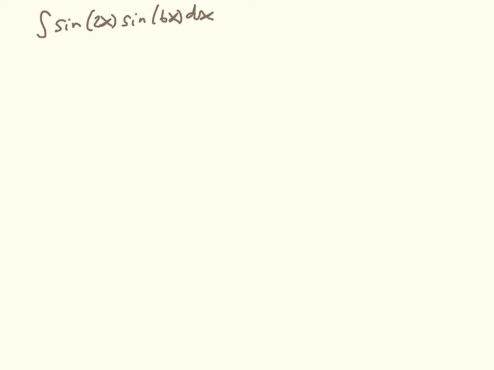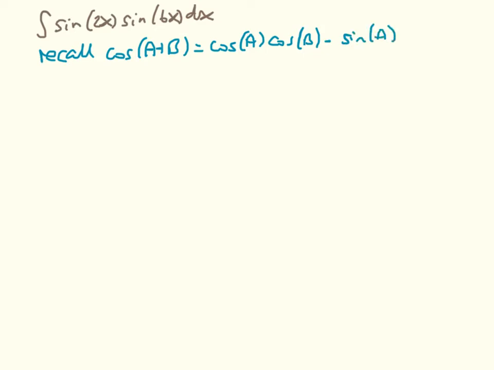So I want to first calculate the integral sine of 2x multiplied by the sine of 6x, all integrated with respect to x. So we see here a product of two sine functions with different arguments, and this should help us think about the following formula. So let's recall the cosine of a plus b is the cosine of a times the cosine of b minus the sine of a times the sine of b.